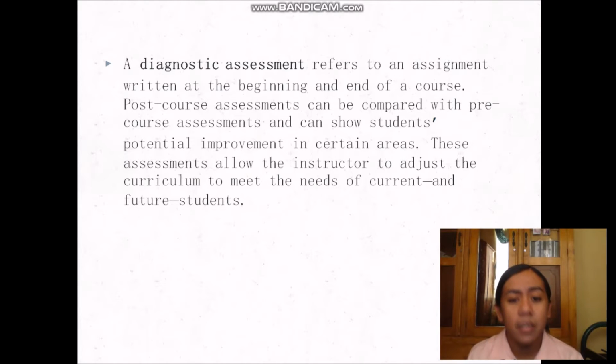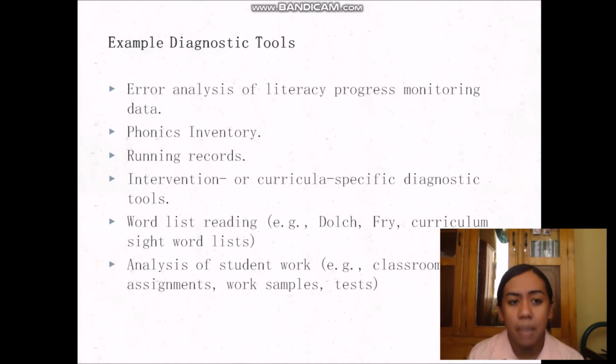A course assessment can be compared with a pre-course assessment and can show students' potential improvement in certain areas. These assessments allow the instructor to adjust the curriculum to meet the needs of the current and the future students. So this is the example of diagnostic assessment.